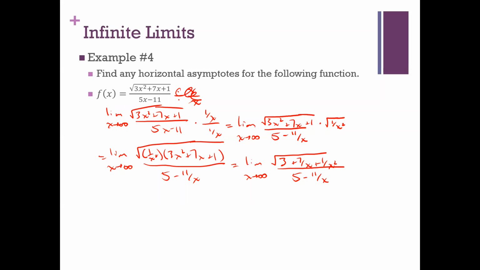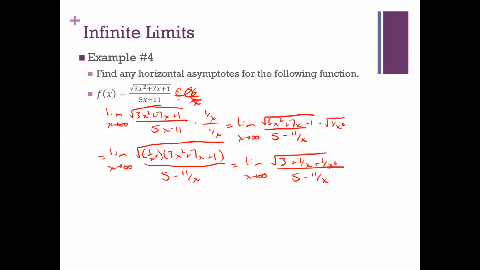Let's look at the denominator. If I just try to take the denominator and let x go to infinity, what's the denominator going to go to? I heard an infinity and I heard a 5. So let's break it down into pieces. 5's a constant, right? So as x goes to infinity, 5 is going to remain 5. What's 11 over x going to do as x goes to infinity? It gets smaller and smaller and smaller, trending towards what? To 0. So the denominator is going to go to 5.